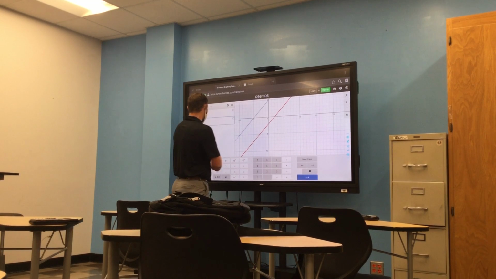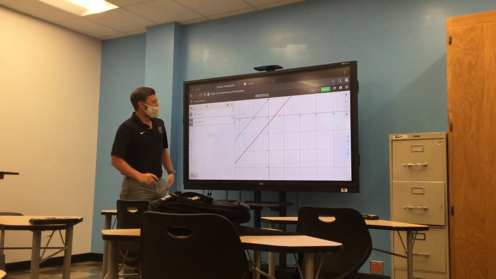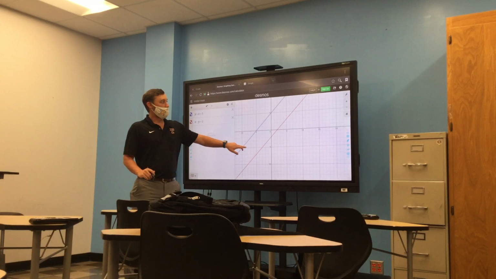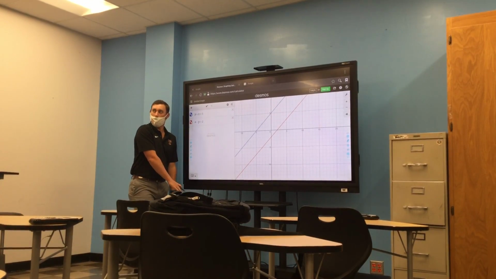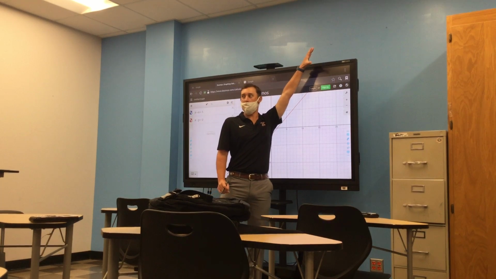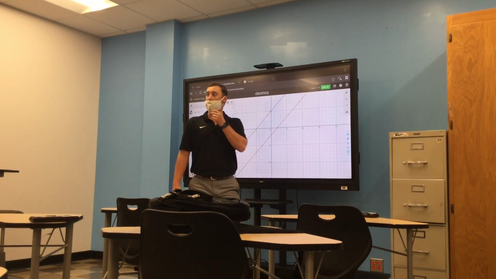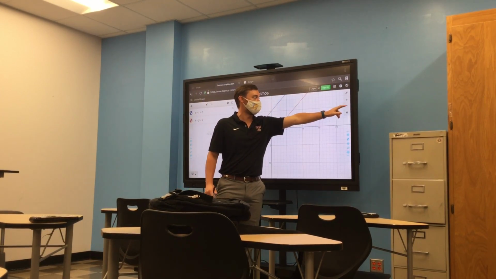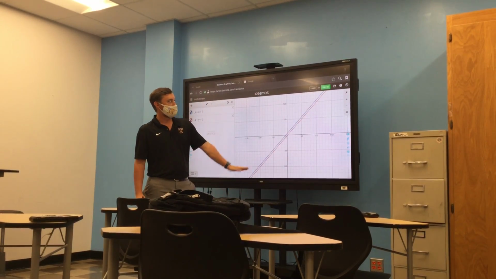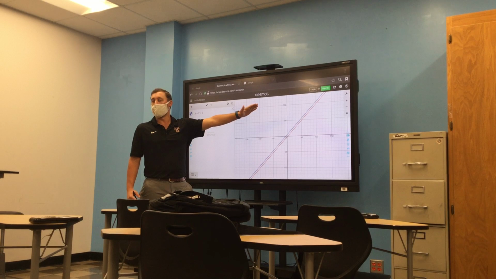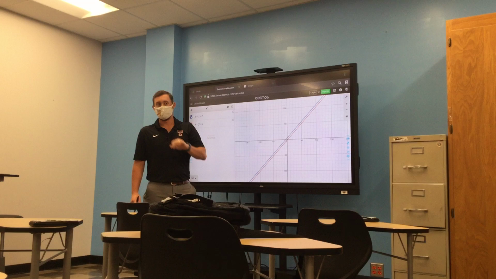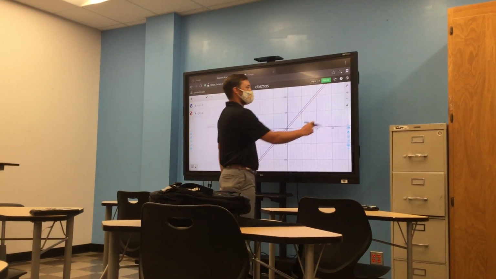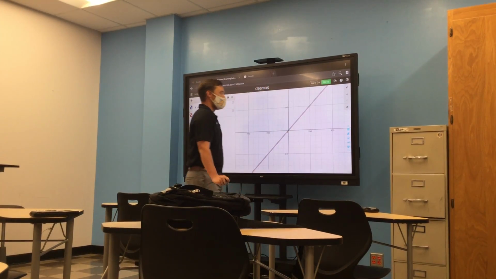So where do my lines intersect? What does it look like? Does it look like it'll ever intersect down here? No. Does it ever look like it'll intersect up here? No. Let's double check real quick. Let's zoom out and see if it continues forever this way. Are those lines ever going to intersect? No, they're parallel. So what does that mean for your solution? No solution.